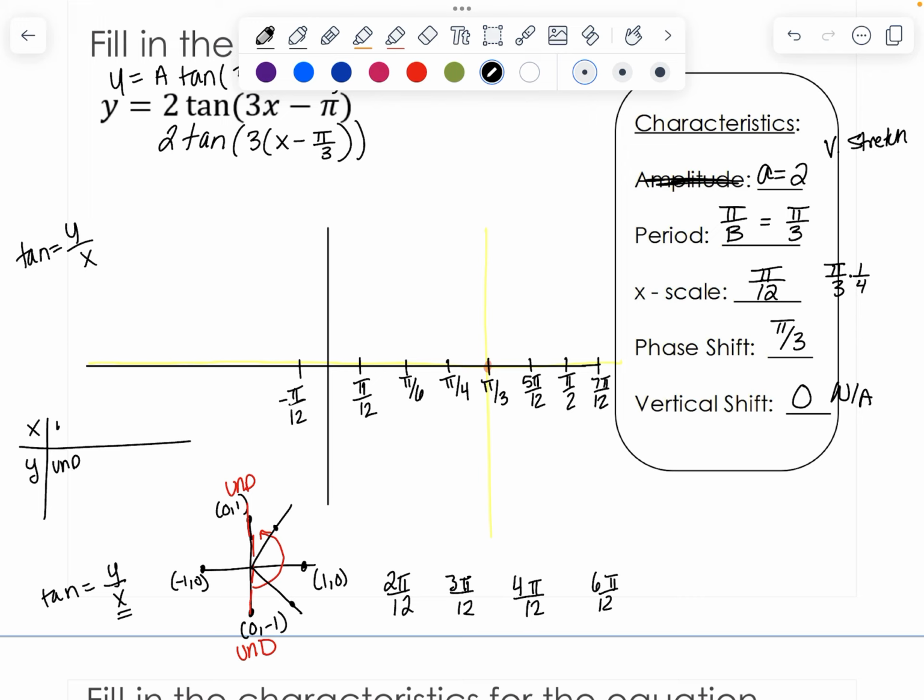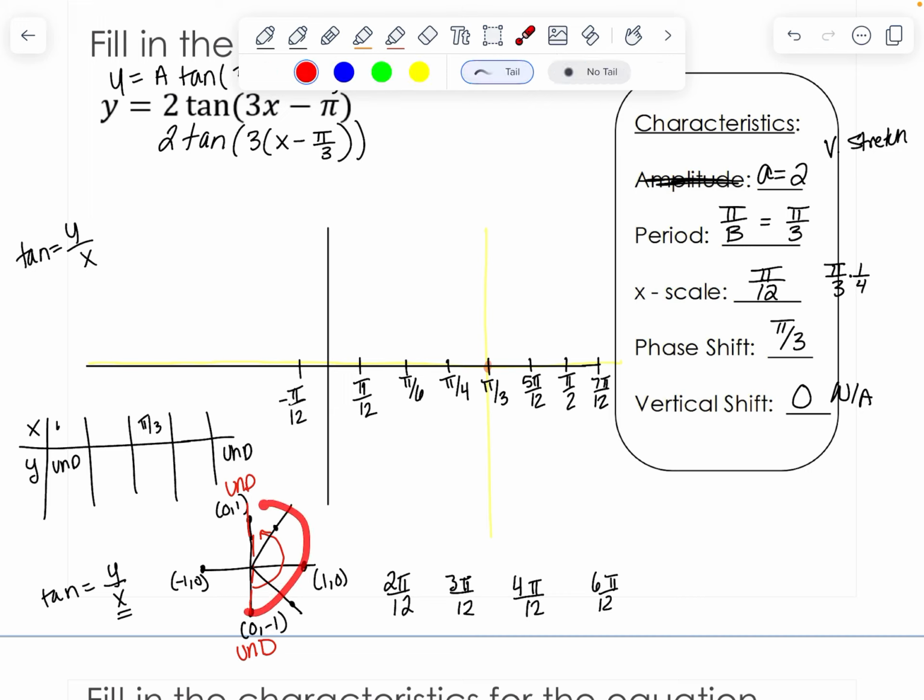And so you're going to start with an undefined value, and then you're going to have your pi over 3, your 0 spot right there, and then you're going to end with an undefined value. So you're going to go from this one and then back around. And then you're going to stop at the 45-degree ones, because tangent of 45 degrees is 1. So we use that because it works out nicely.